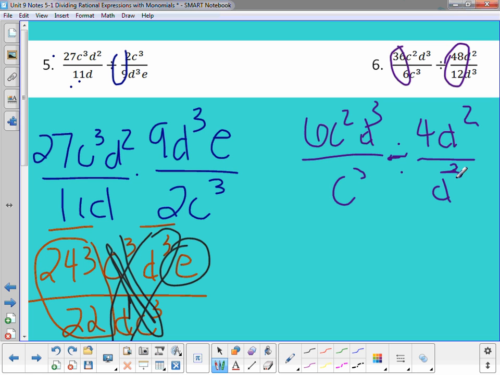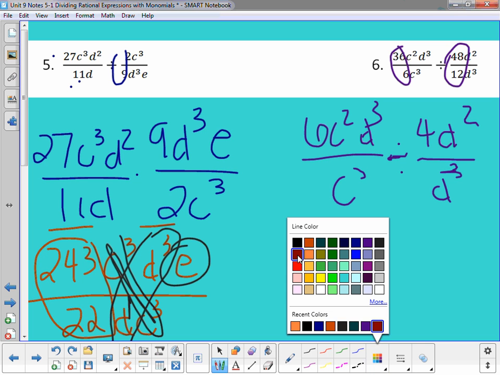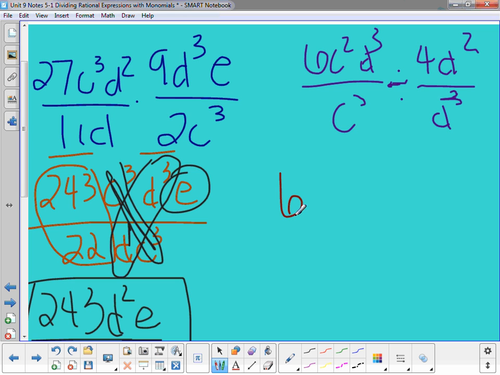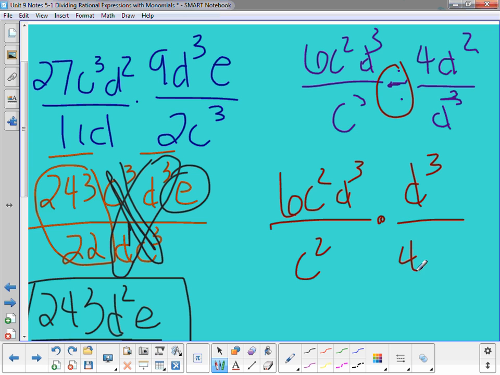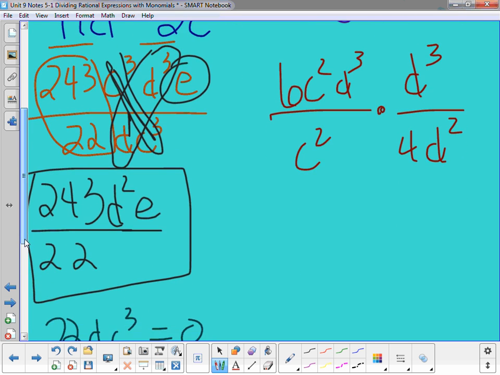So let's go ahead and simplify this out. Let's change this into a multiplication problem instead of a division problem. So this fraction right here is going to stay the same. This division sign means we need to multiply, so I need to flip it to multiply. So then d cubed is going to come up top, and 4d squared is going to come to the bottom. So let's go ahead and multiply that out.